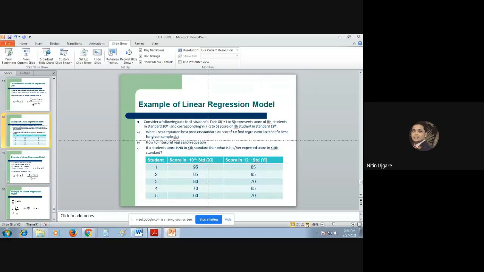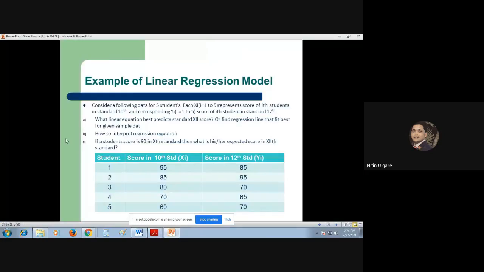This is the example that is shown. Consider the following data for 5 students, each xi, where i is equal to 1 to 5, represents the score of the ith student in the standard 10, and the corresponding yi is the score of the ith student in the standard 12. Okay, this is given to us. यह 5 स्टूडेंट का डेटाबेस दिया है, स्टूडेंट 1 2 3 4 5, इन सभी पांचों स्टूडेंट्स के 10th का स्कोर, 10 के परसेंटेज और 12 के परसेंटेज दिए हैं.